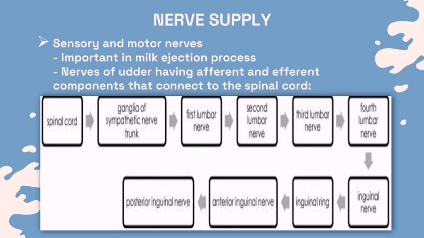The nerve supply is also a part of the internal anatomy of the mammary glands, which is very important in the milk ejection process. The figure shown here are the nerves of the udder having afferent and efferent components that connect to the spinal cord.